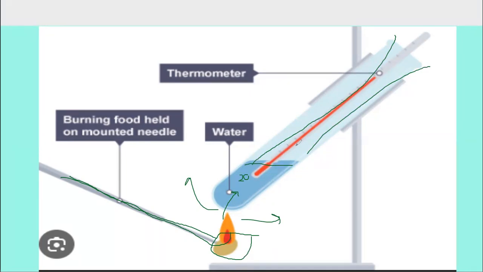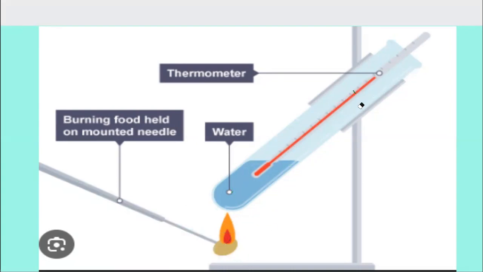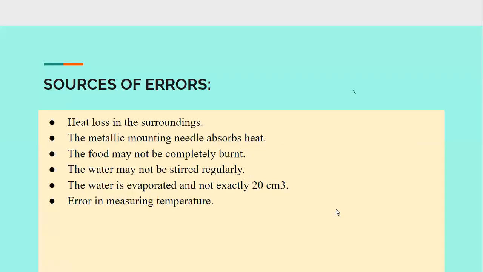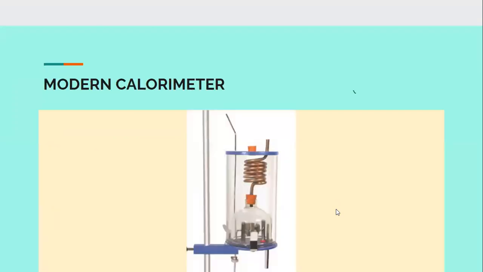It might happen that you have made a mistake in measuring the temperature. It might happen that you have made a mistake in measuring the mass of the food. So all these things are the sources of error, human errors, for which the energy value is not accurate. So what can we do?